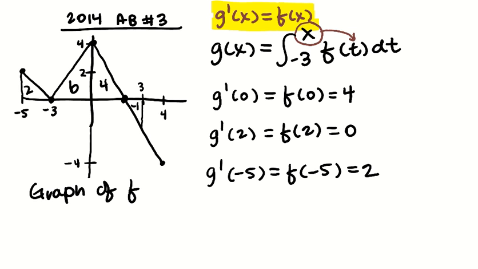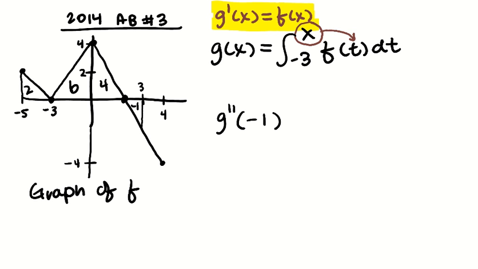So that's just finding values of the derivative. In this case, there's no chain rule implications because it's just x. Yes, exactly. If this had been from negative 3 to x squared, this would become a very different problem. But you'll see that the later parts of this question add their own type of intrigue. Okay, so what if I asked for g double prime of negative 1?